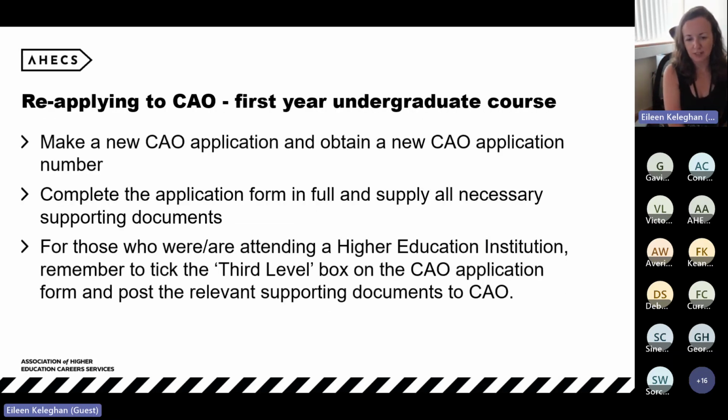So for those who are reapplying to CAO for a first year undergraduate course, they need to make a new CAO application and obtain a new CAO application number. They should complete the application form in full and supply all necessary documents. So complete it in the same way they may have done in a prior year. For those who were or are attending a higher education institution, they will need to tick the 3rd level box on the CAO application form and post in the relevant supporting documents.